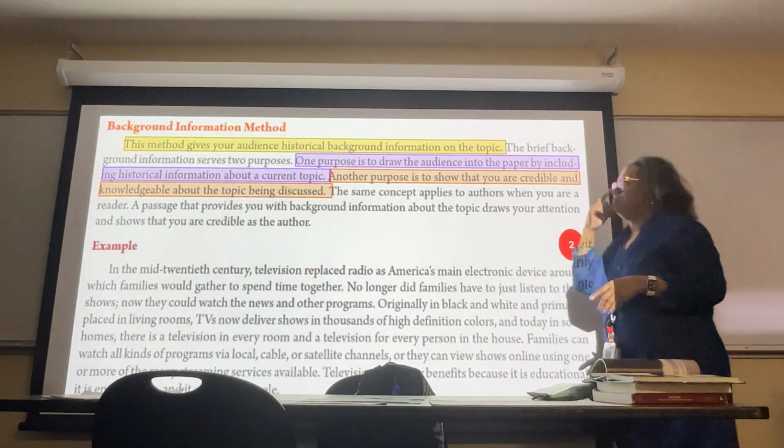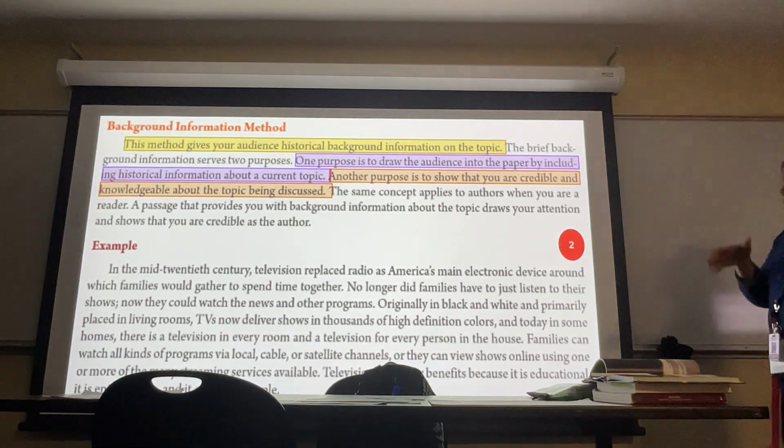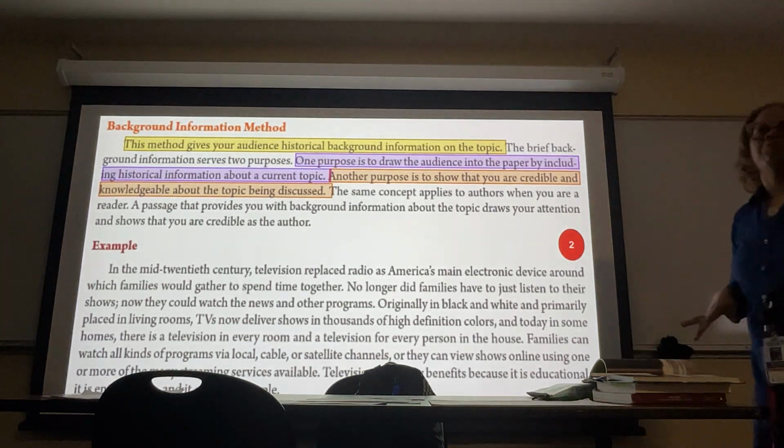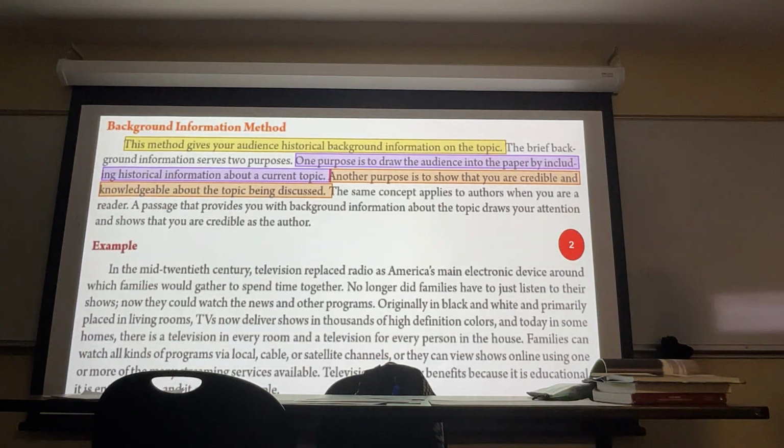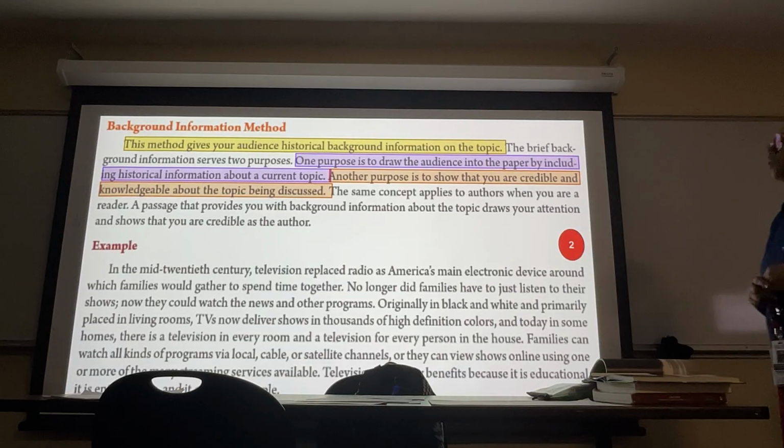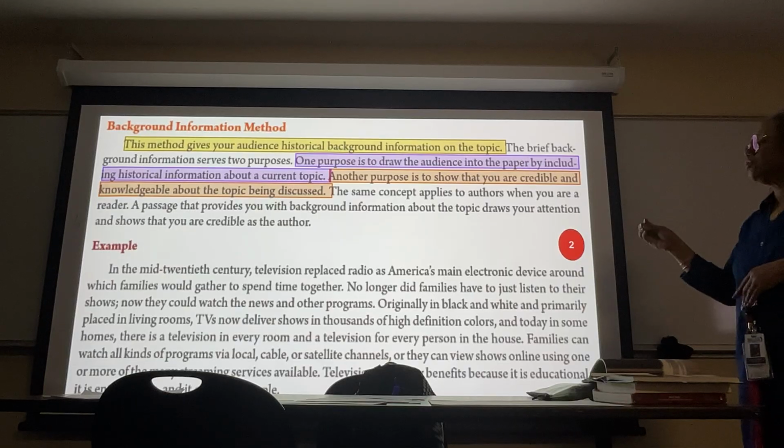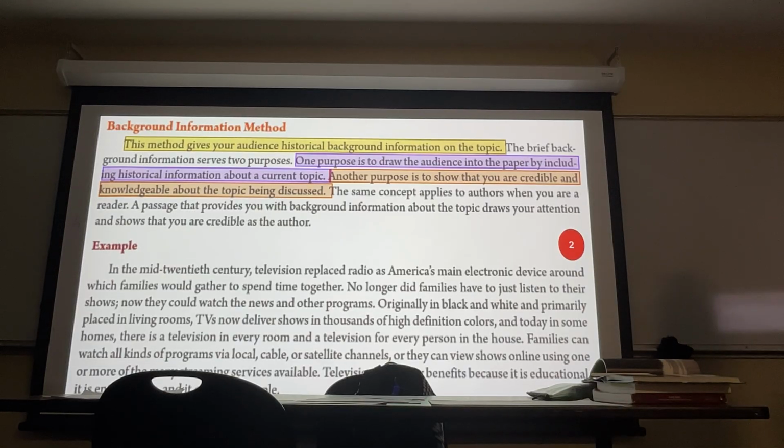So, here's an example. This one is historical. In the mid-20th century, so we're talking about the 1950s, 60s, television replaced radio as America's main electronic device around which families would gather to spend time together. No longer did families have to just listen to their shows. Now they could watch news and other programs. Originally in black and white and primarily placed in living rooms, TVs now deliver shows in thousands of high-definition colors. So now you see the historical background, right? Where are they trying to go?